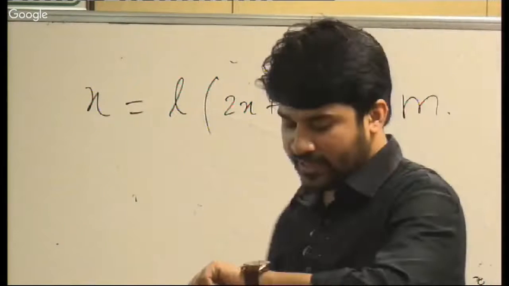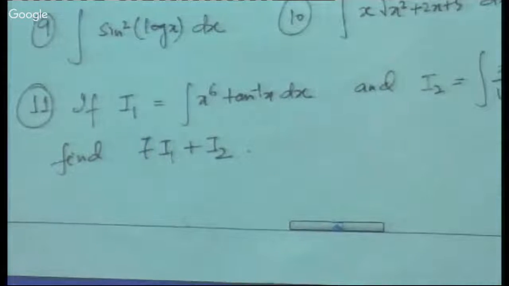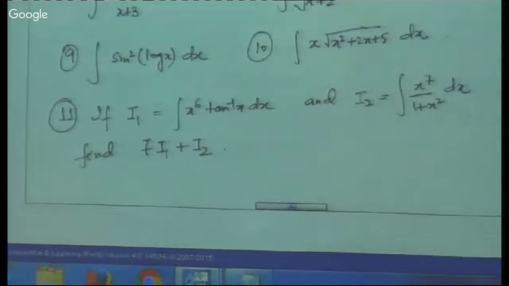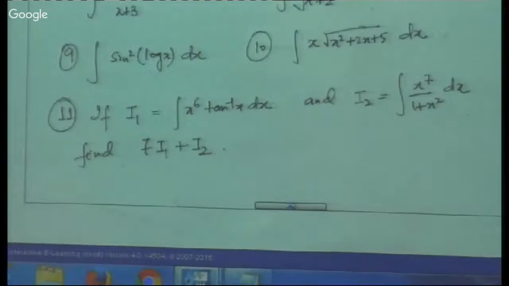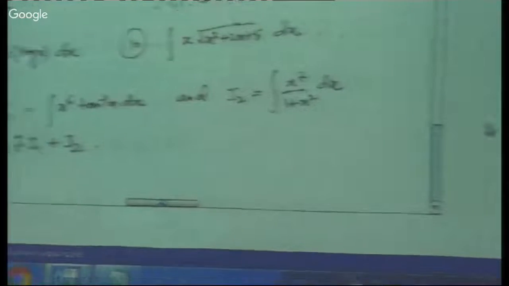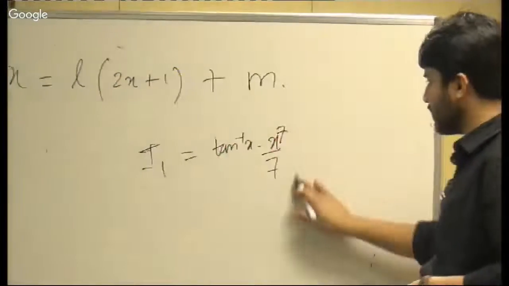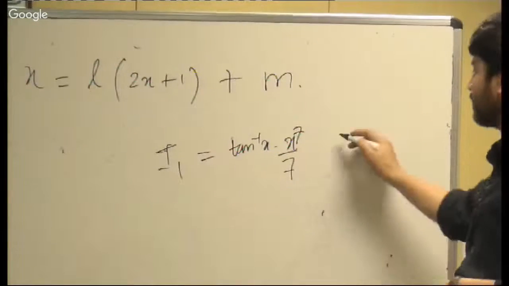Question number 11, if you see, x to the power 6 tan inverse dx is I1, plus I2 is this. We have to find 7I1 plus I2. So if I'm going to work on I1, I1 will turn out to be, see, this thing is telling me what to take as my first term and what to take as my second. Inverse है तो हमेशा हम उसे first ही लेंगे. So tan inverse x into x to the power 6, sorry, x to the power 7 by 7.